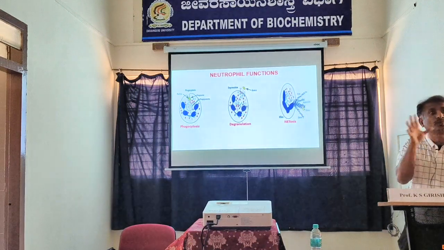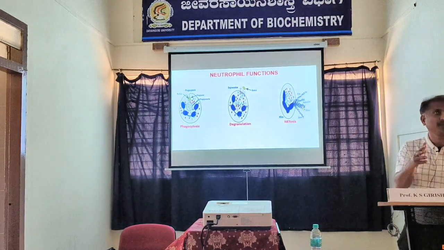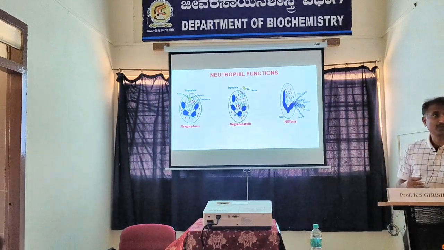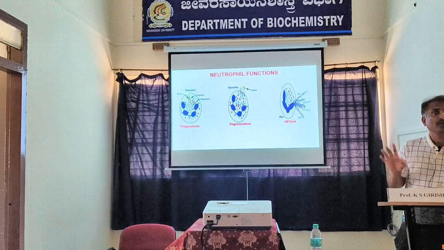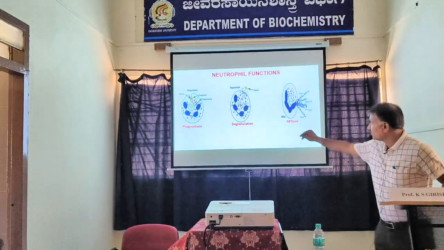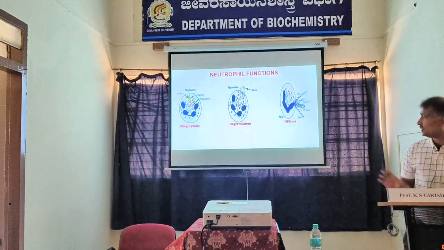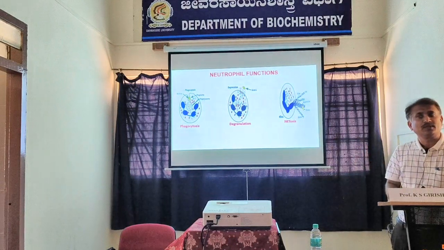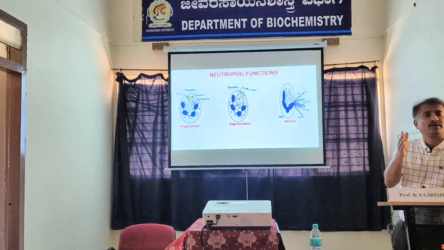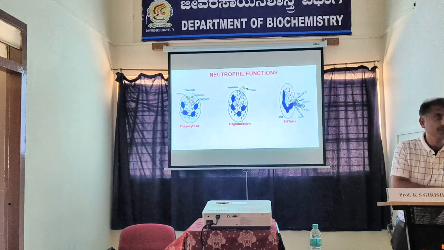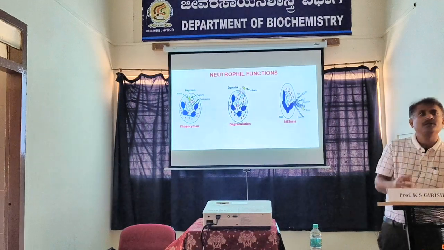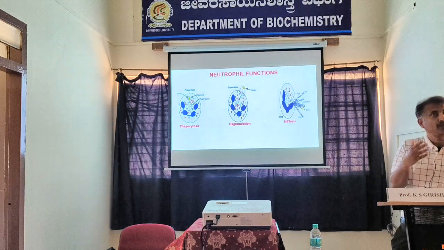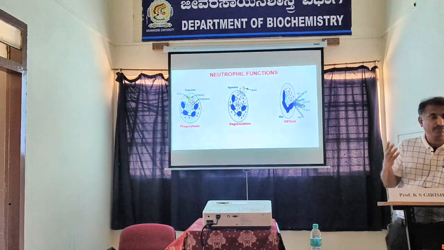If these two processes won't work in order to kill the bacteria or invading microorganisms, then the third function, netosis, the formation of neutrophil extracellular traps. If phagocytosis and degranulation won't work, then only the neutrophil undergoes netosis. There are two types of netosis, vital netosis and suicidal netosis. Vital netosis happens within 60 minutes of their activation, whereas suicidal netosis requires around 180 minutes.